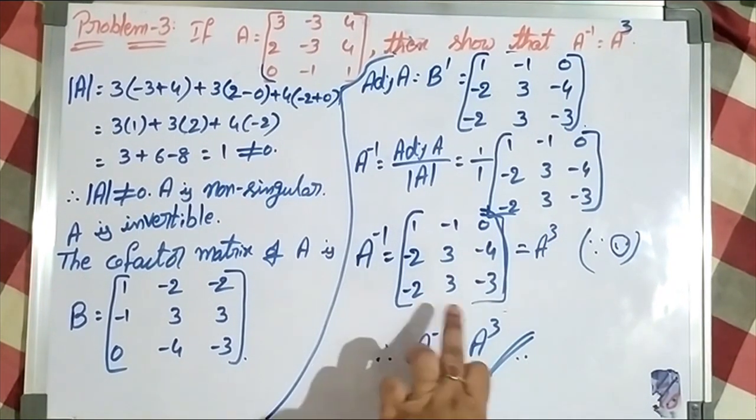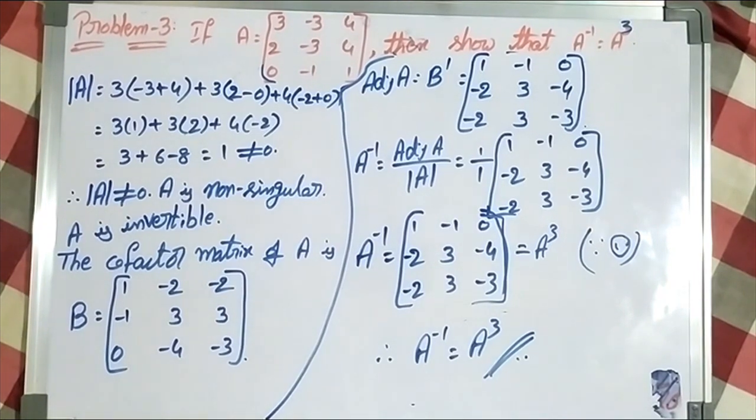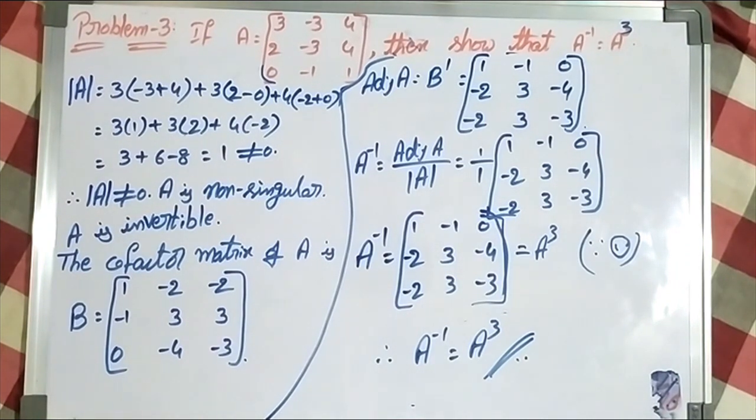From equation 1, this is equal to the A cube value. Therefore, A inverse equal to A cube, or A cube equal to A inverse. This is the solution of this third problem of section 2 of exercise 3e.